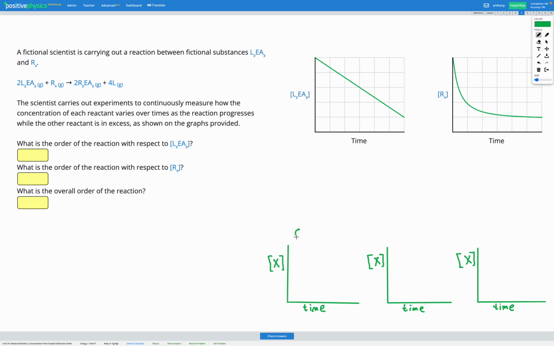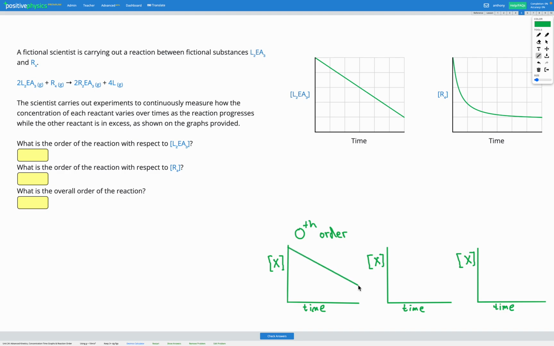So for a 0th order reaction, the concentration of the reactant does not affect the rate of the reaction. So that means my reaction rate is going to remain constant. Now, reaction rate is given by the slope of the concentration time graph. So that means my slope is going to be constant. In other words, I'm going to get a straight line graph.